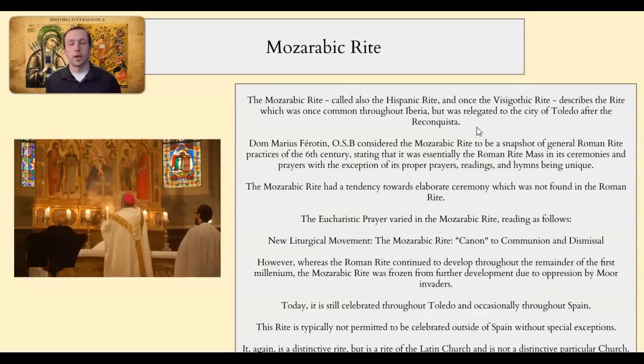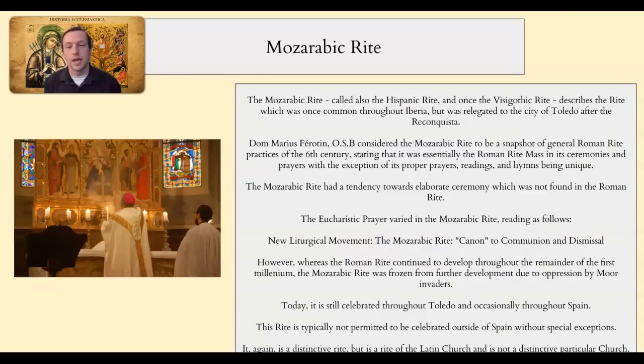The Masoretic Rite, which is also called the Hispanic Rite and was once called the Visigothic Rite, describes the rite which was once common throughout Iberia, or Spain, but was eventually relegated to the city of Toledo after the Reconquista. Dolmerius Ferrotin, OSB, considered the Masoretic Rite to be a snapshot of general Roman Rite practices of the 6th century, stating that it was essentially the Roman Rite Mass in its ceremonies and prayers, with the exception of its proper prayers, readings, and hymns being all different.